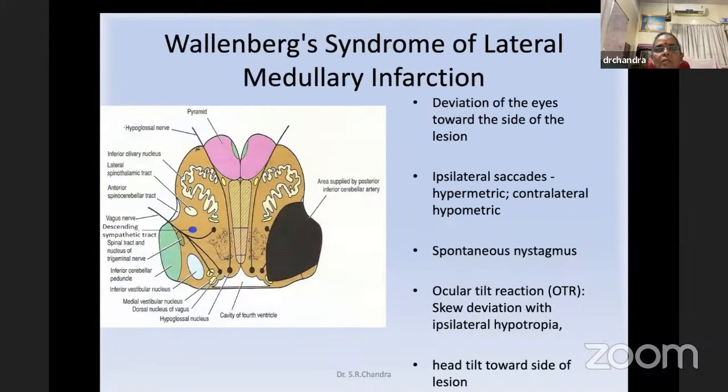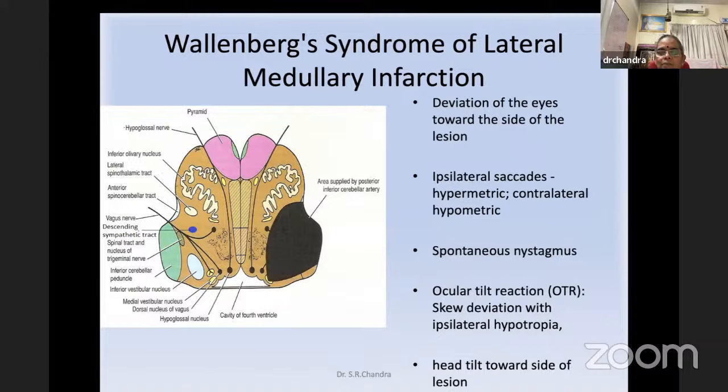Then we are coming to the medulla. So in lateral medullary syndrome, you can get a deviation of the eye towards the side of lesion. In right lateral medullary syndrome, you can get the eye deviating to the right side. Then you can get ipsilateral saccades which are hypermetric. What is hypermetric? They shoot beyond the target. And contralateral saccades may be hypometric.